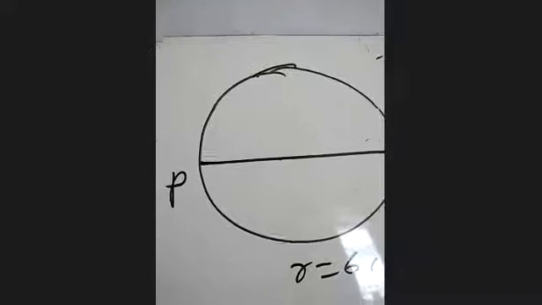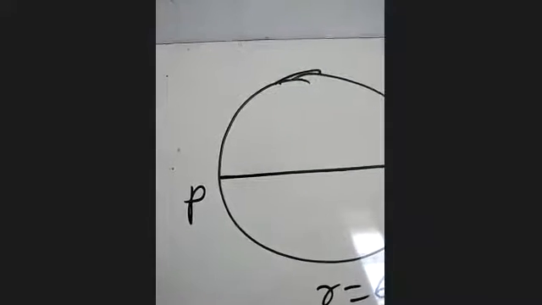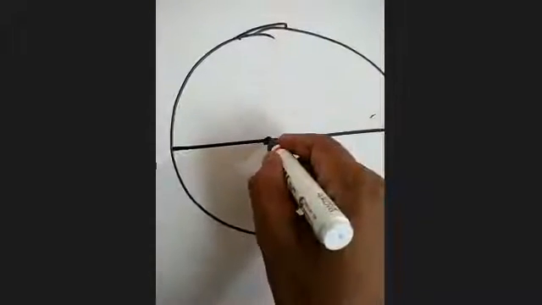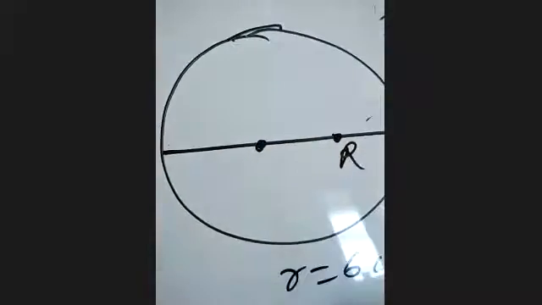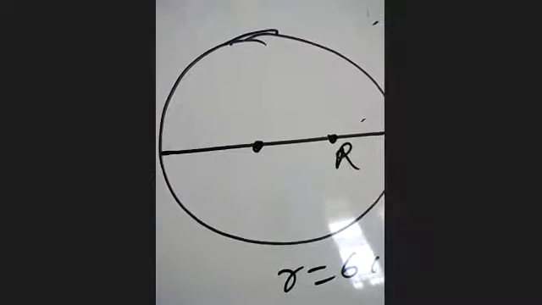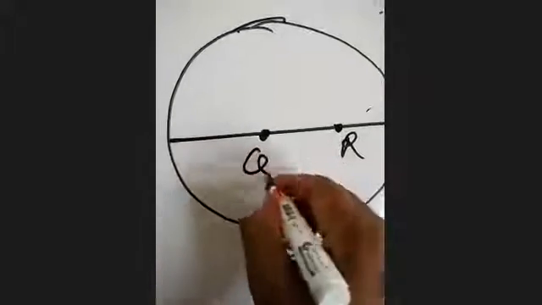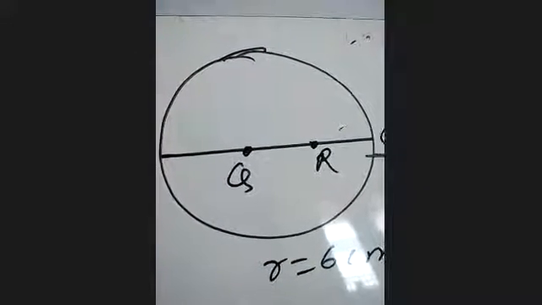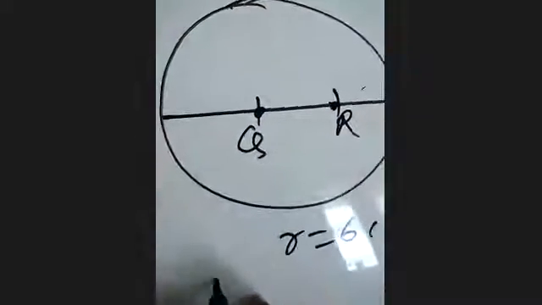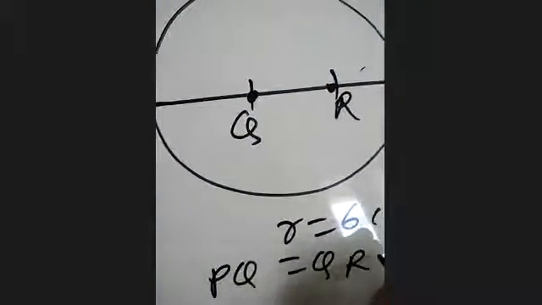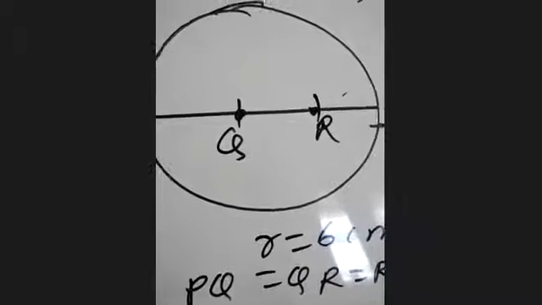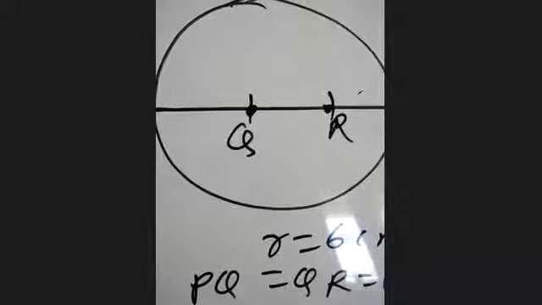Now, the given things I am writing. Radius. Now there are 2 points on this diameter, Q and R. Akash, what problem do you have? Q and R are the 2 points on the diameter such that these 3 portions are equal. PQ equals QR equals RS. These are 3 equal portions.